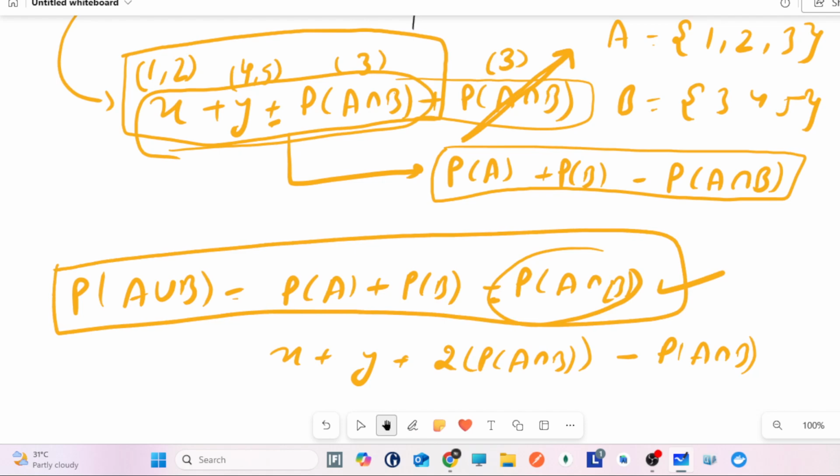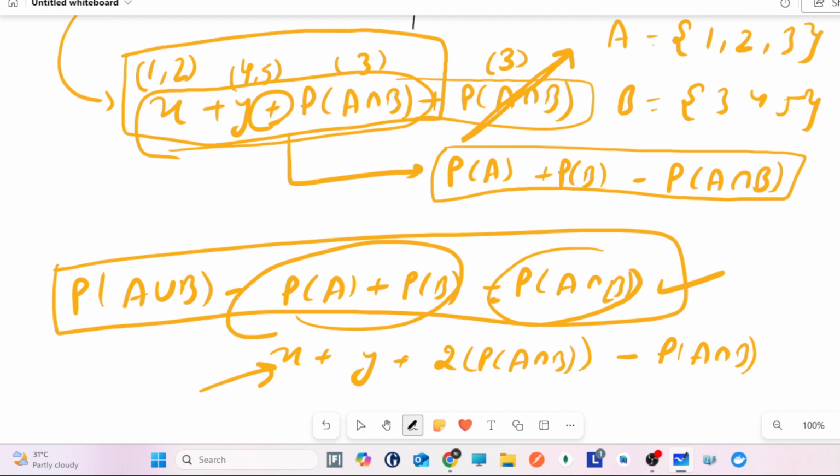So don't be confused like that. Here we are adding plus and here we are adding minus, because this whole X plus Y plus P of A intersection B plus P of A intersection B is the value of PA plus PB. So if we substitute this value PA plus PB here in this portion, that is going to be X plus Y plus twice P of A intersection B.